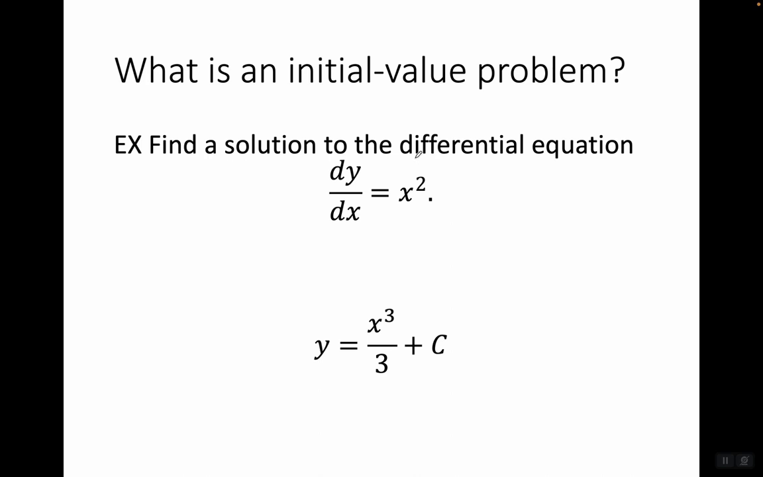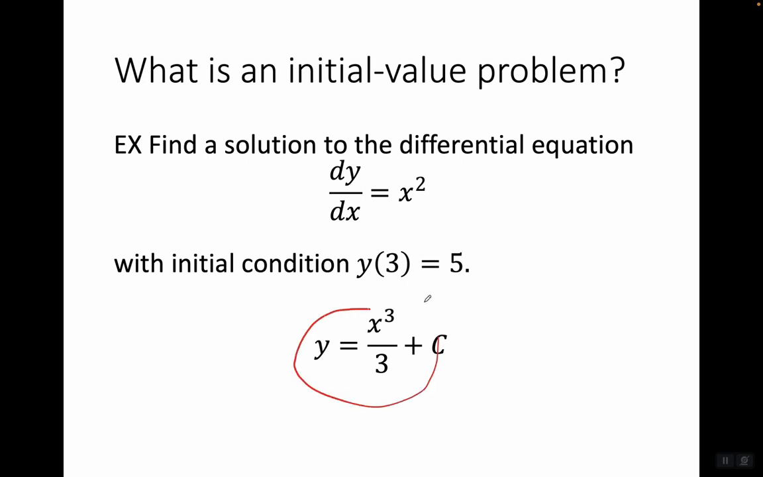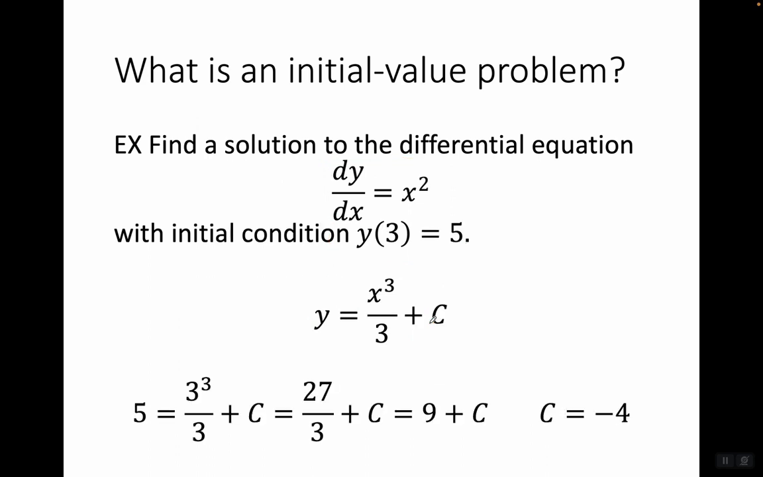That's the general solution. Now suppose I add the initial condition y of 3 equals 5. Now that we throw in this condition, we can figure out what c is, because there's only one value of c that's going to work. If y of 3 equals 5, that means y is 5 when x equals 3. So basically we plug in x equals 3, y equals 5.